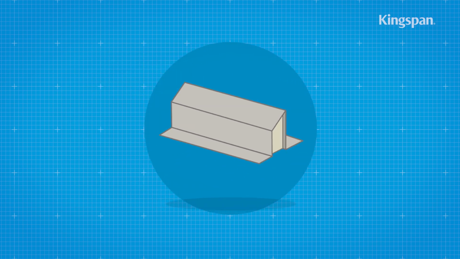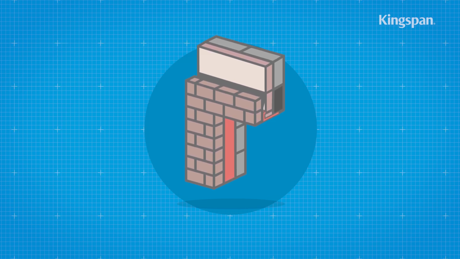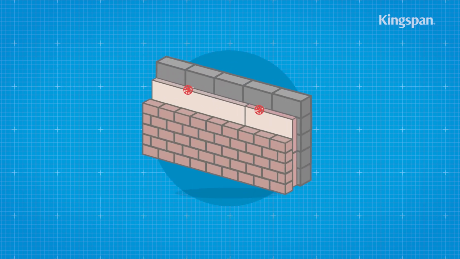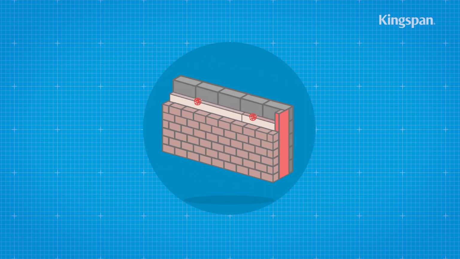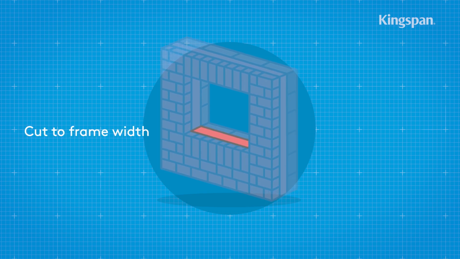If required, use a Kingspan Kooltherm Cavity Closer section at the head where a separate lintel is used for each leaf. Installation as individual sections. Kingspan Kooltherm Cavity Closer sections should be built in as the wall is constructed. For the sill, cut the cavity closer precisely to the frame width.